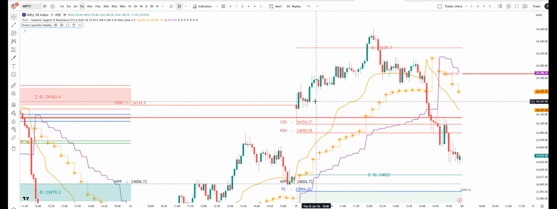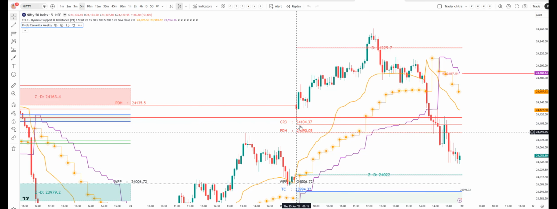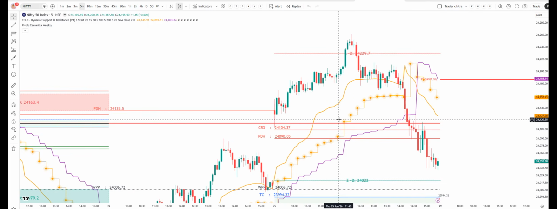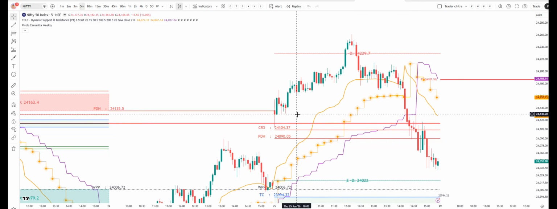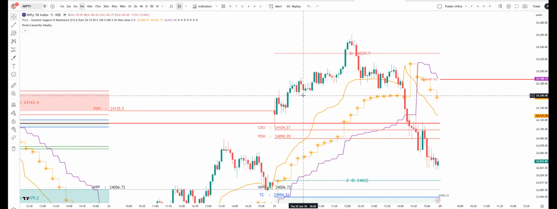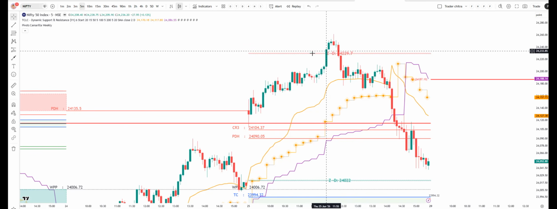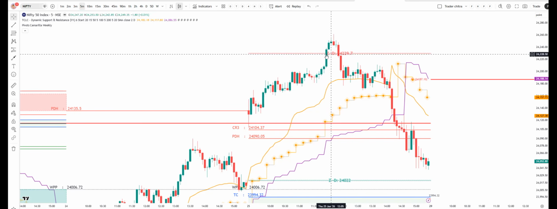On 25th June, we can see that Nifty opened gap up. Price was trading above the CR3, CR3 is Camarilla R3, and above the PDH level. Again, this red level is the Camarilla weekly R3 zone. So price gave a close above all these three levels, so the trend is looking bullish. We can look for long trade opportunities above that, and price took resistance at the PRZ zone.